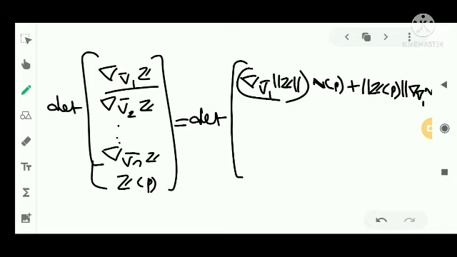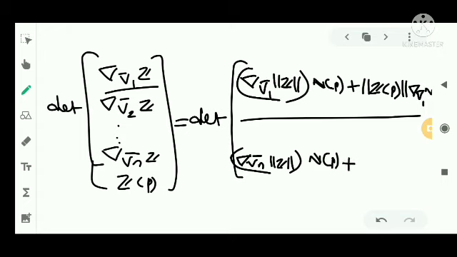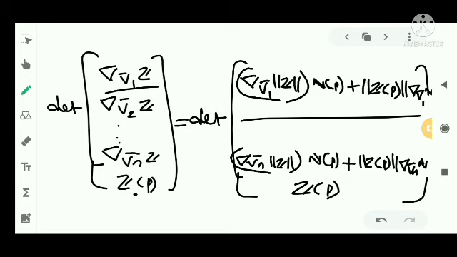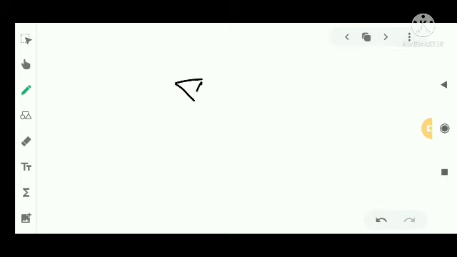Similarly, second row for del v2, etc. del vn norm z into n of p plus norm z of p into del vn n, and the last term is z of p itself. So we have the determinant of this. In this, del vz means it is the derivative of a scalar. Norm z is a scalar. So del vi norm z equal to 0 for every i.